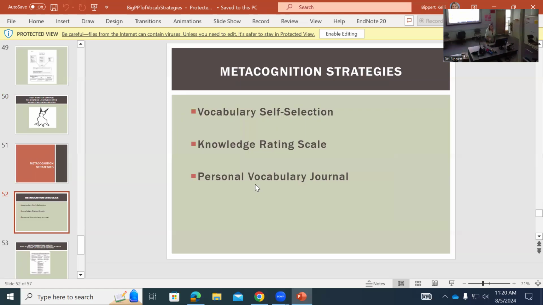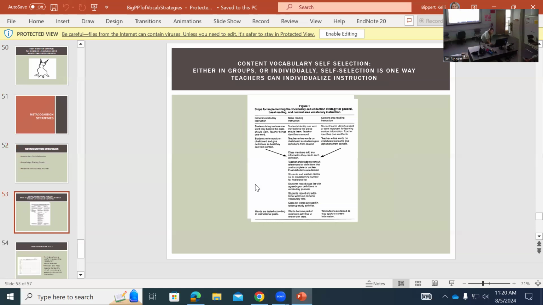All right, now I love these strategies, but they are a little bit of work for the teacher. And they are vocabulary self-selection, knowledge rating scale, and personal vocabulary journal. Actually, knowledge rating scale is not that hard. A lot of students really like that strategy.